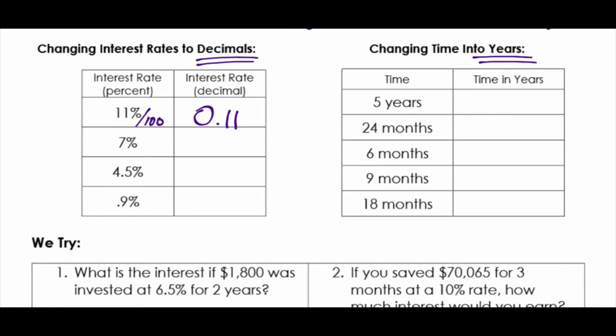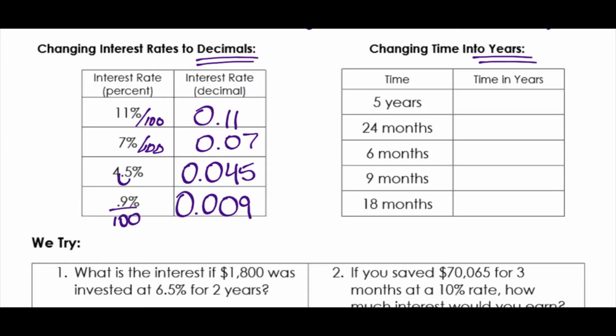That's 0.11. 7 divided by 100 is 0.07. 4.5% as a decimal is 0.045, and 0.9% as a decimal is 0.009. You can either think of it as dividing by 100, or you move the decimal place back 2 spots.